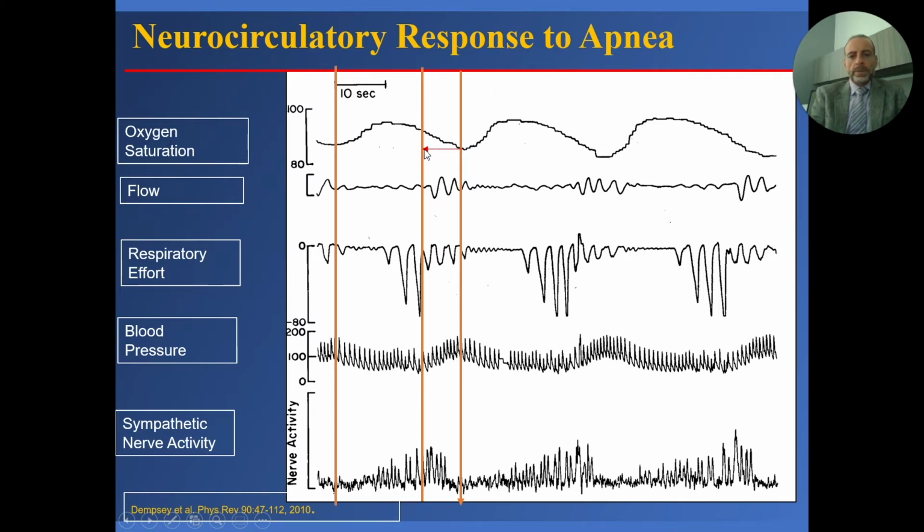If you draw your attention right here, I would like to draw your attention down to the sympathetic activity, which you see the surge in sympathetic signal immediately at the time of the desaturation or at the end of the apnea. After a few seconds, we see a surge in blood pressure. And this is really the story of the night for a sleep apnea patient. It's an episode of hypoxia, followed by sympathetic surge, followed by blood pressure surge.